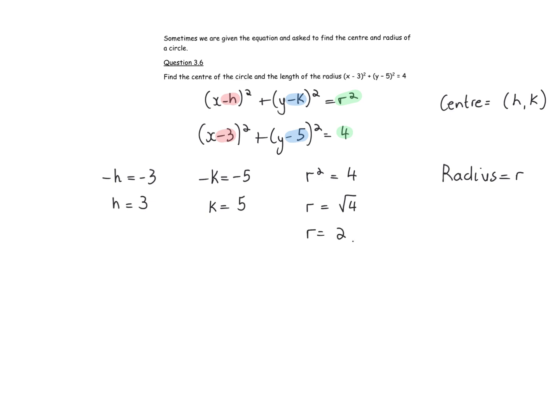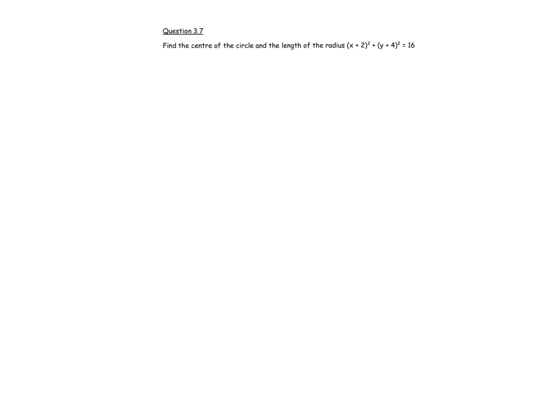The centre of this circle then is (h, k). h in this case is 3 and k is 5, so the centre of this circle is (3, 5). The radius then is r, and r in this case is 2. So the centre of this circle is (3, 5), which we have here, and the radius is 2, which we have here. So that's that question answered. Question 3.7 is very similar.